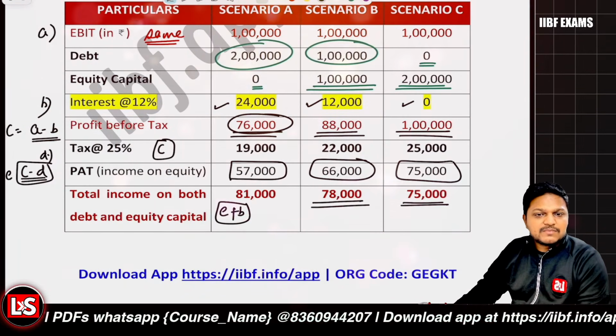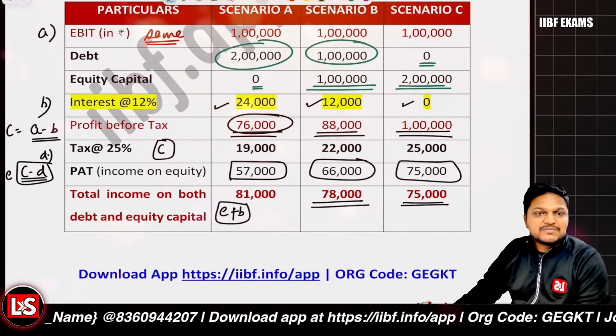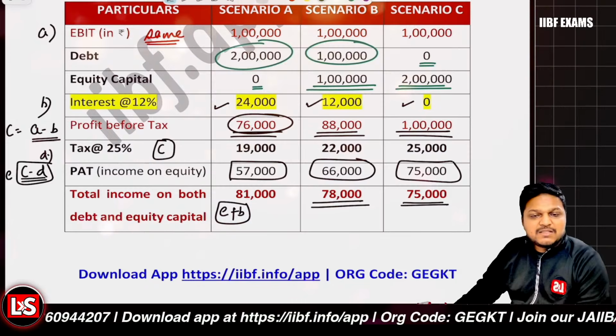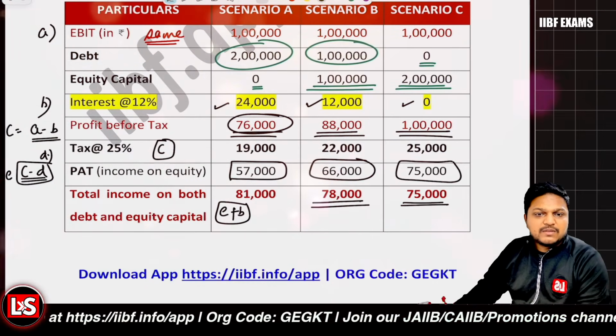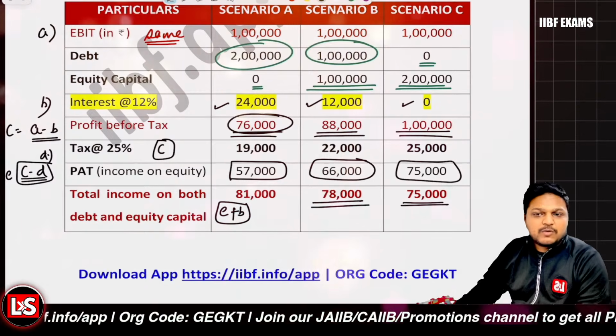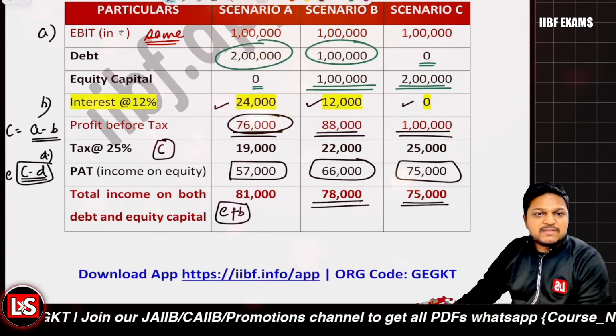Clear with it? Kindly confirm at the earliest if you have understood this particular part. Now, this is very basic but very important part to understand. We should be understanding the basics about it.